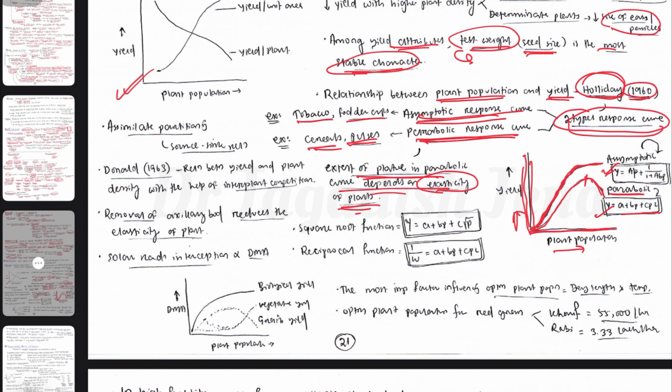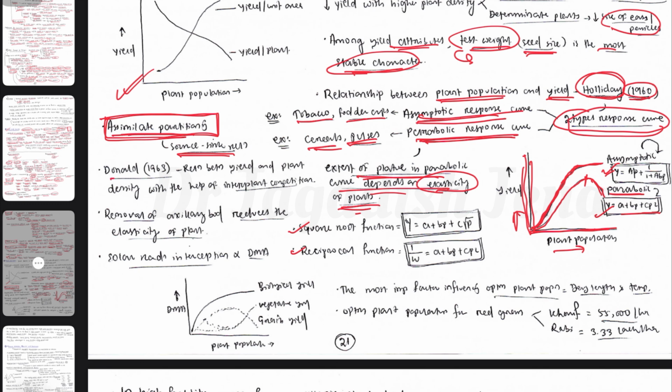Next, there are some other types of response curves, like the square root response curve and the reciprocal response curve. You can look at that. Then assimilate partitioning. What does it mean? Assimilate partitioning means how much photosynthate that is assimilated or accumulated in a plant is diverted from the source to which part, and how much. So basically it indicates the source-sink relationship. Source means the leaf, where the food is being produced, and sink means where it is used, diverted or stored.